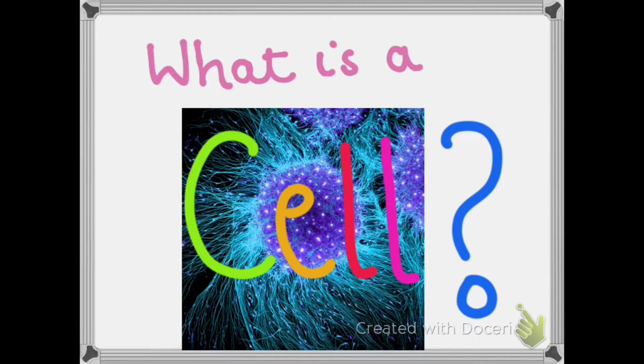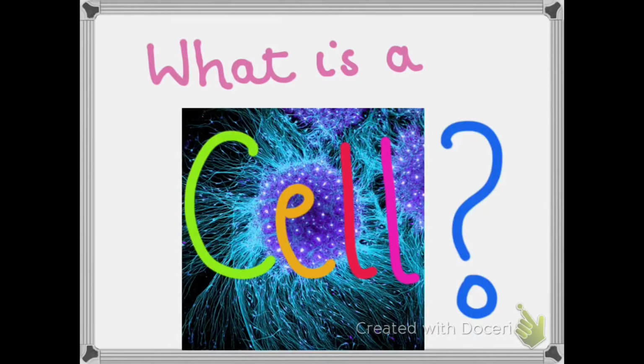So, what is a cell? A cell is a basic structural, functional, and biological unit of all known living organisms. A cell is the smallest unit of life. Cells are often called the building blocks of life. The study of cells is called cell biology. A cell contains organelles, which are basically parts of the cell. And that's what we're going to study today.